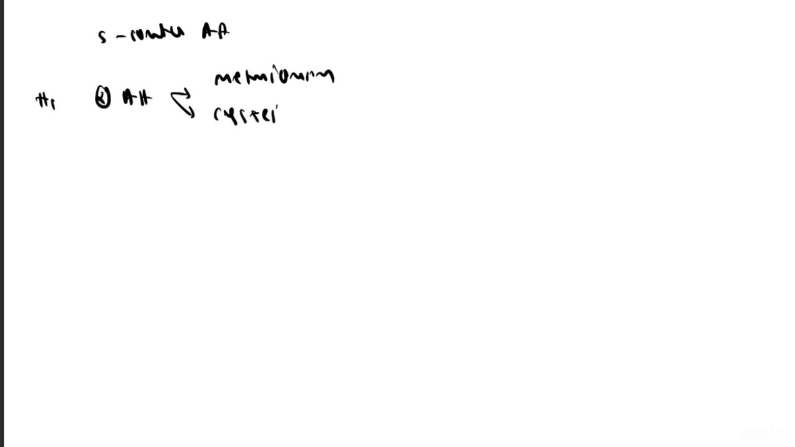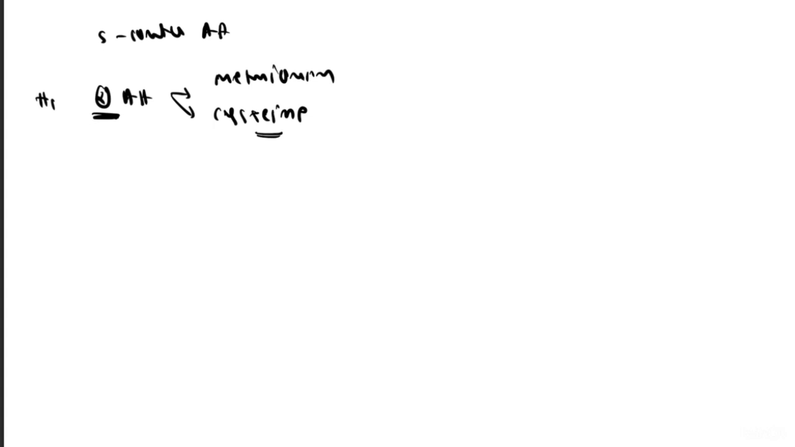Let's talk about sulfur containing amino acids. Point number one: there are two amino acids which contain sulfur. The one is methionine and another is cysteine. Do not make a mistake in cysteine, it is cysteine. So the two amino acids which contain sulfur are methionine and cysteine.